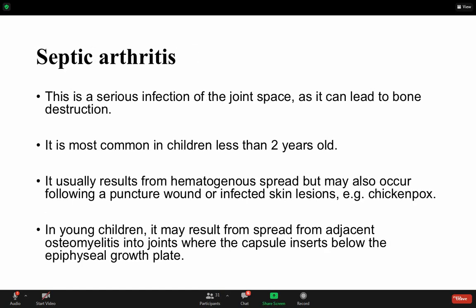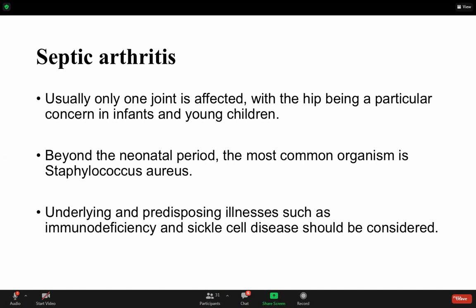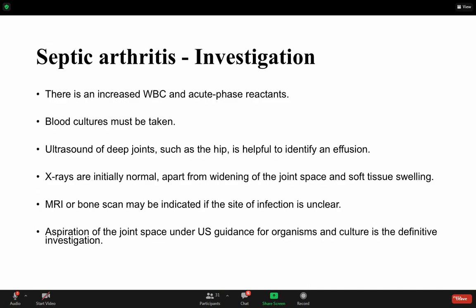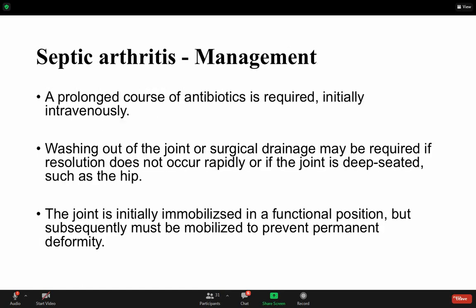Septic arthritis, we talked about it. In the table there is nothing additional, as we said, most commonly it is Staphylococcus. The presentation we discussed. If you think septic arthritis, as we said, you would need to do blood cultures and acute phase reactants, and you would need to aspirate the joint to identify the organism. You will need antibiotics, okay? Initially IV. Washing out of the joint or surgical drainage will be required if there's no response to IV antibiotics. Okay.